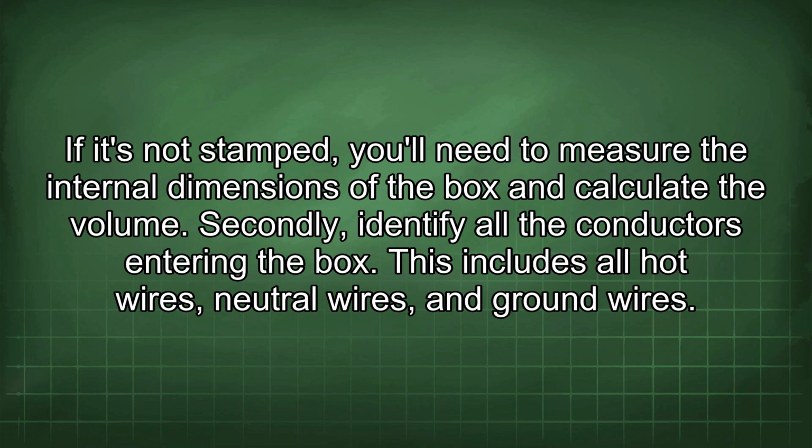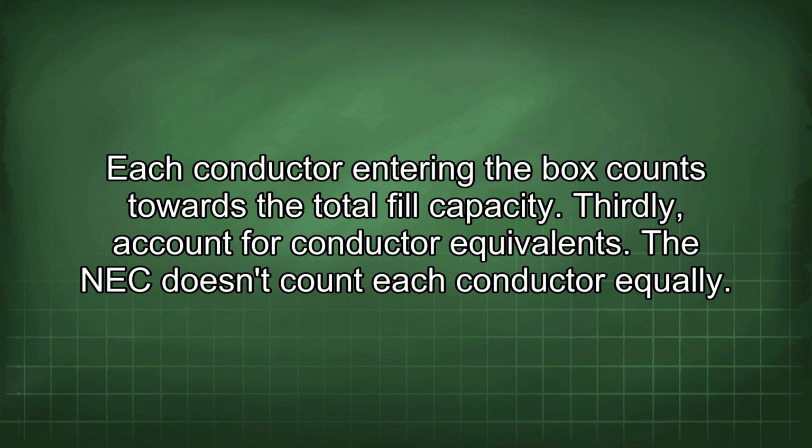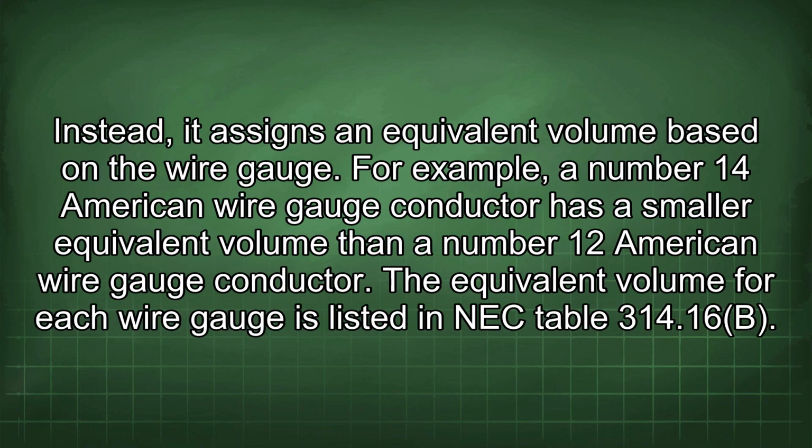Secondly, identify all the conductors entering the box. This includes all hot wires, neutral wires, and ground wires. Each conductor entering the box counts towards the total fill capacity. Thirdly, account for conductor equivalents. The NEC doesn't count each conductor equally. Instead, it assigns an equivalent volume based on the wire gauge.